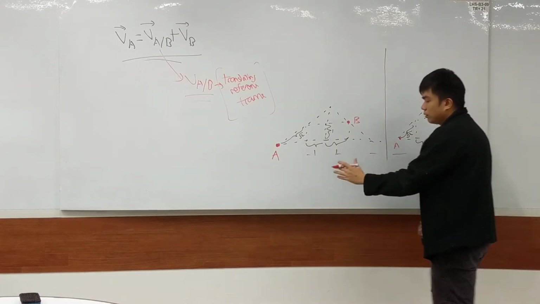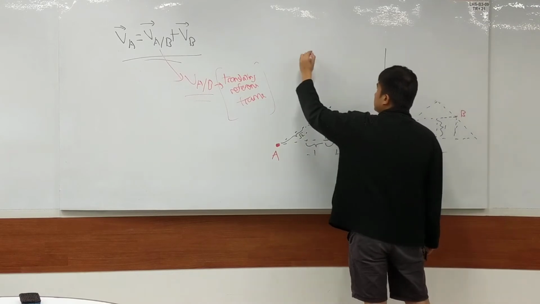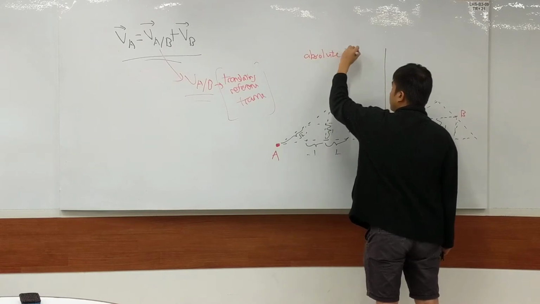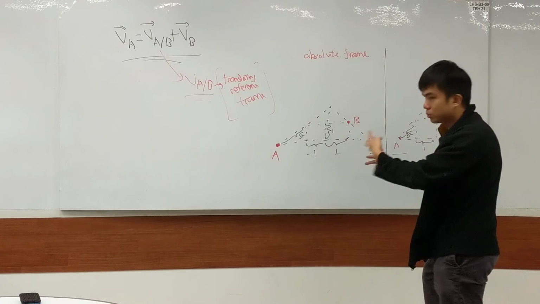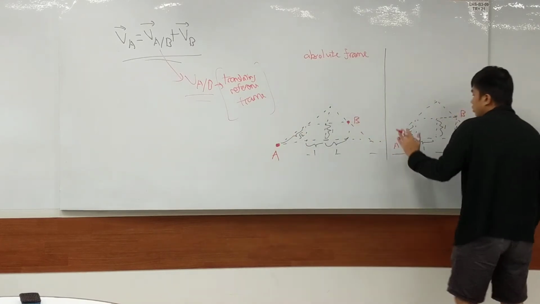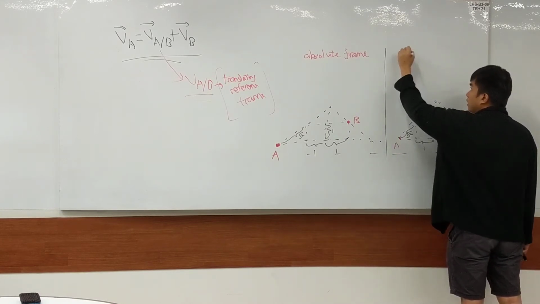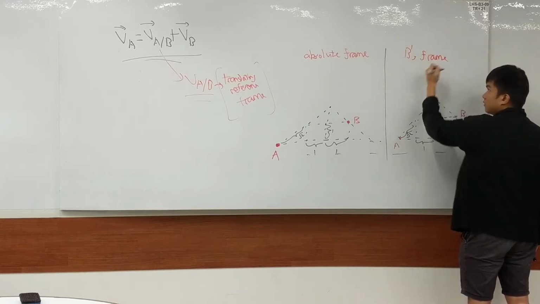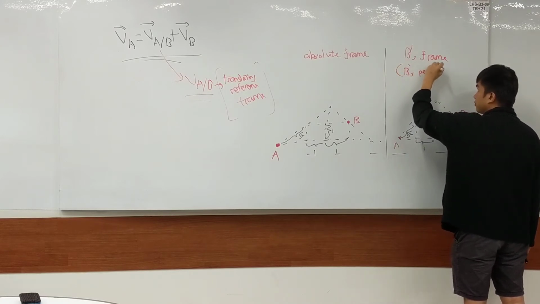So the motion we view in this square here is the absolute frame. In other words, we are viewing this as a stationary observer. What we would see if we stayed stationary and A and B are moving, this is what we see from the absolute frame. What is depicted here is B's frame, in other words, what we see from B's perspective.